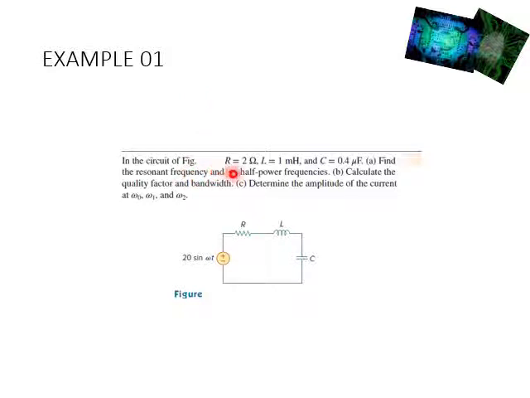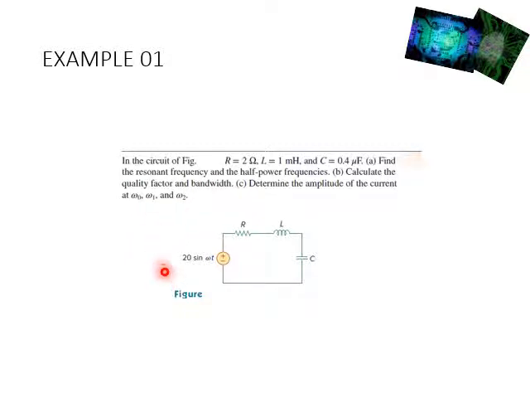given R equal to 2 ohm, L equal to 1 millihenry, and C equal to 0.4. A. Find the resonant frequency omega naught and half power frequencies omega 1 and omega 2. B. Calculate the quality factor Q and bandwidth B. C. Determine the amplitude of the current I at omega naught, omega 1 and omega 2.